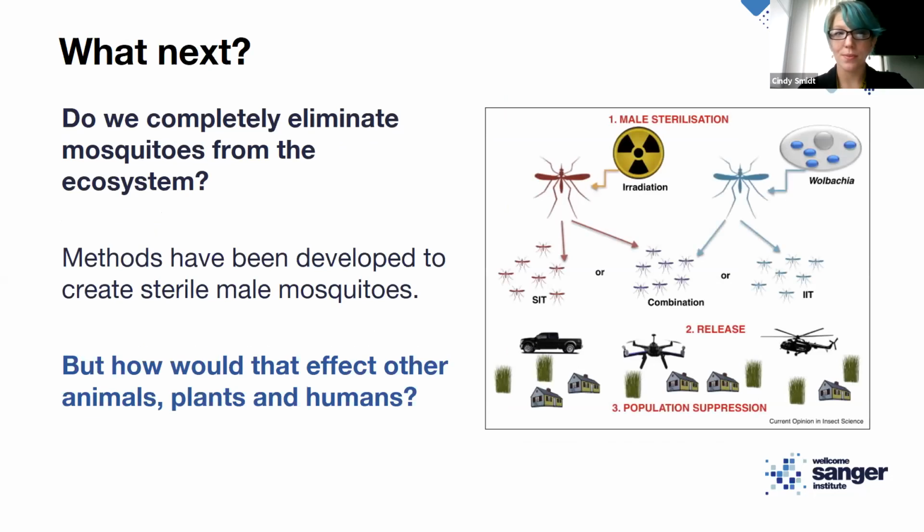So what next? Do we completely eliminate mosquitoes from the ecosystem? There are methods developed that can sterilize males, and it has been proven effective that sterile males can mate with the females, and then they don't have viable eggs, so it just ends there. But how would that affect the ecosystem? Other animals, plants, humans?